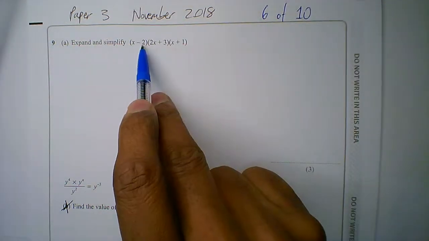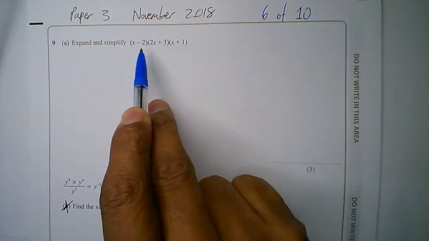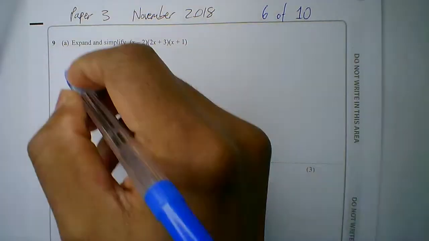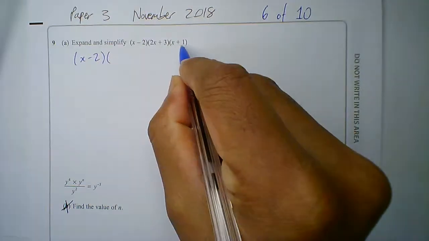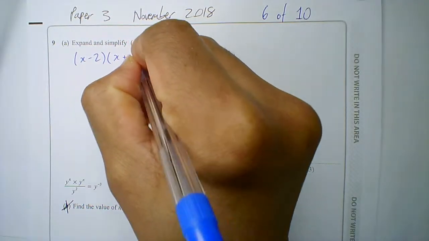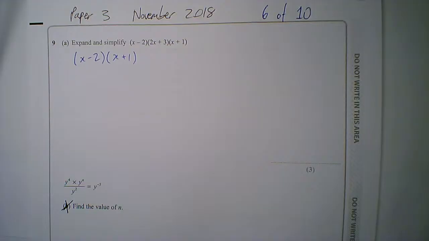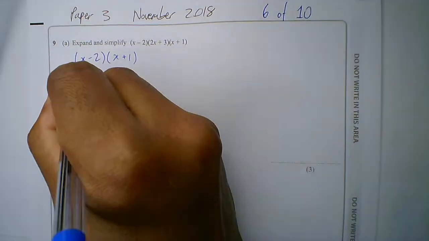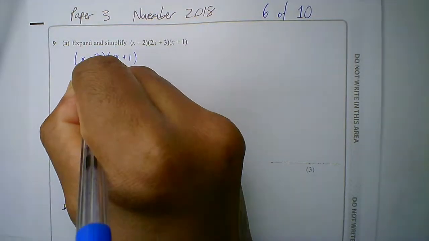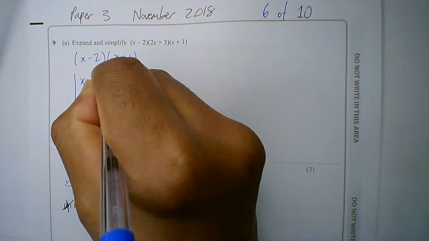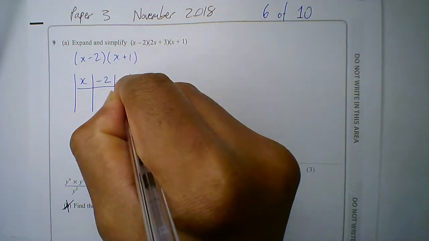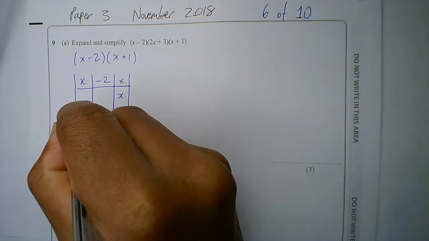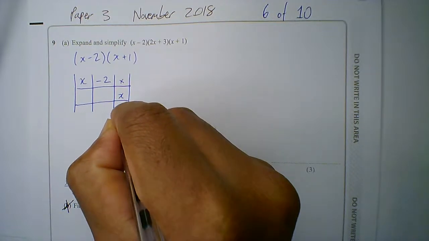Now again, when I look at this, I'm going to keep it easy. I'm going to start with the easier terms. So I'm going to take x take away 2 times by x plus 1. And again, I'm going to use my grid method. You can use whatever method you are familiar with, but I highly encourage using the grid method because you are less likely to make a mistake. So x minus 2 times x plus 1.